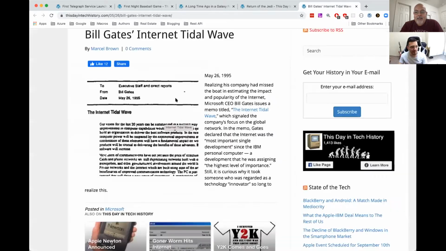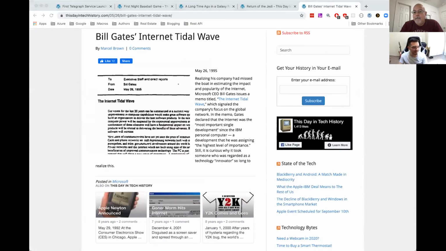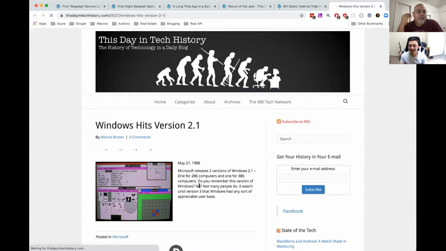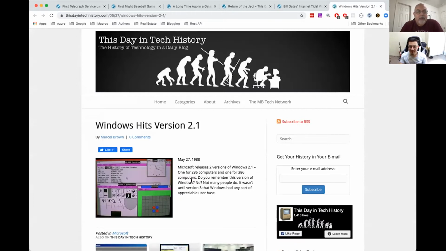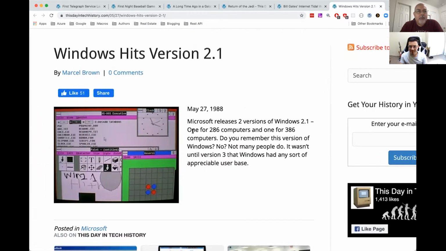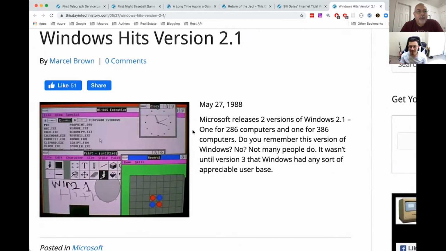All right. On May 27th, Windows hits version 2.1. What? I think I started using Windows in version 3. I don't think I actually used any of the previous versions. Wow, you got some color in there? Look at that. That's Paint? That's the old Paint software.